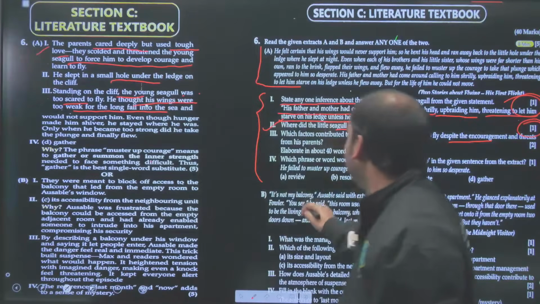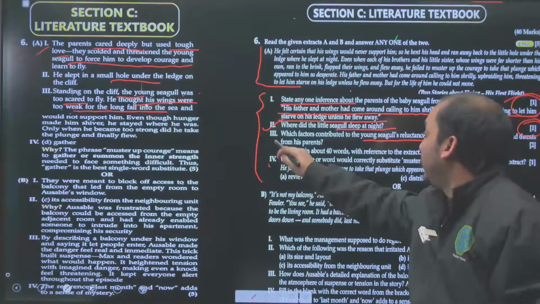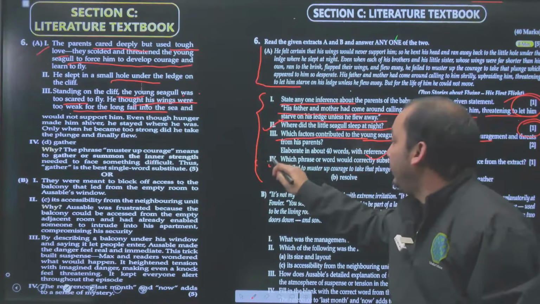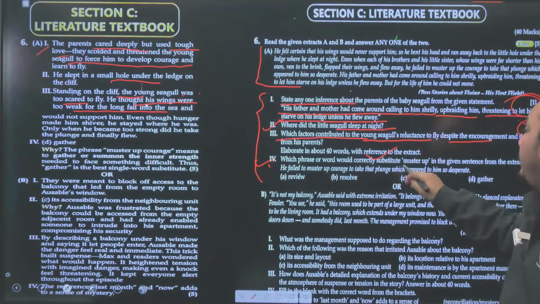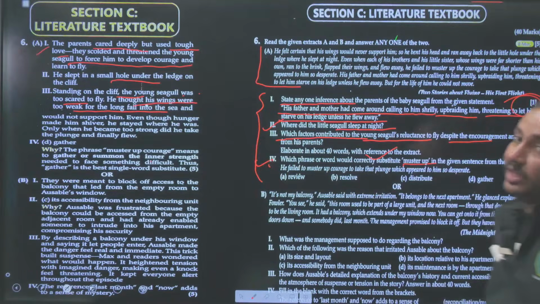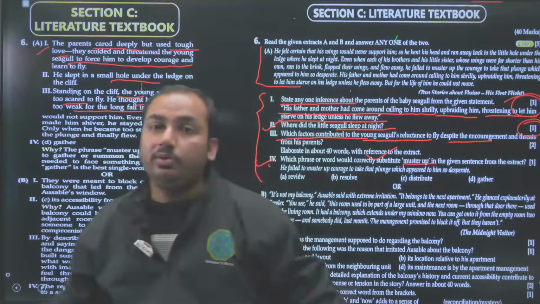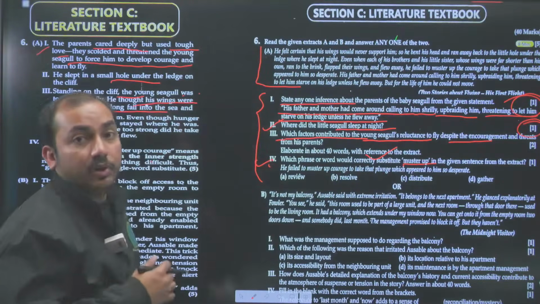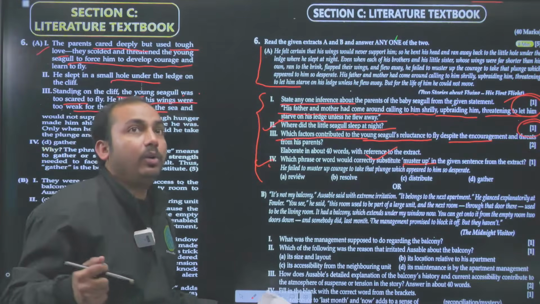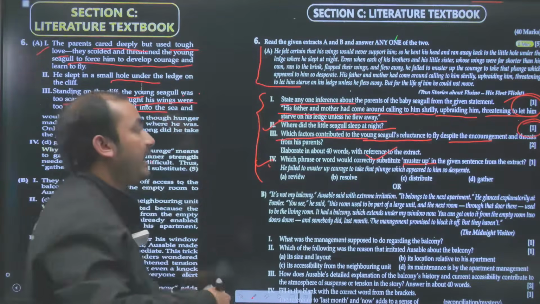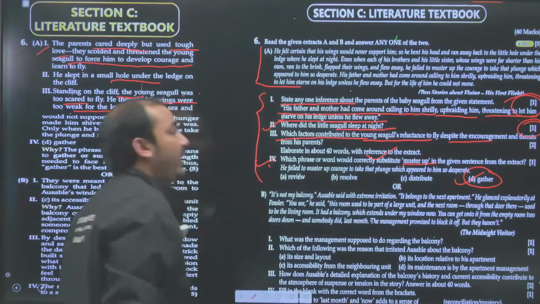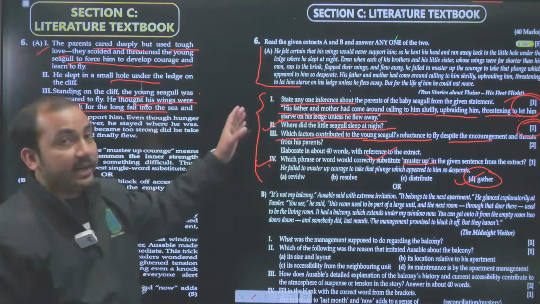And after that, the next question, in which factors contributed to the young gull? Describe. We have discussed that already. Last question: which phrase or word correctly substitutes muster up? Muster up is a word which means to gather, to collect. So here in the story we have seen that he could not muster up. It means he cannot gather the courage. So the correct answer for this part is gather. We have to write any one of them.